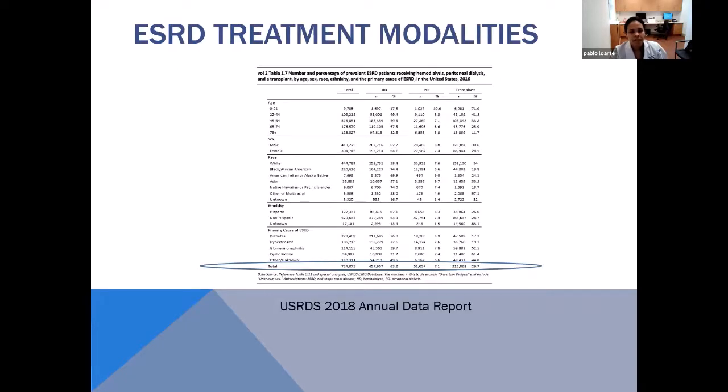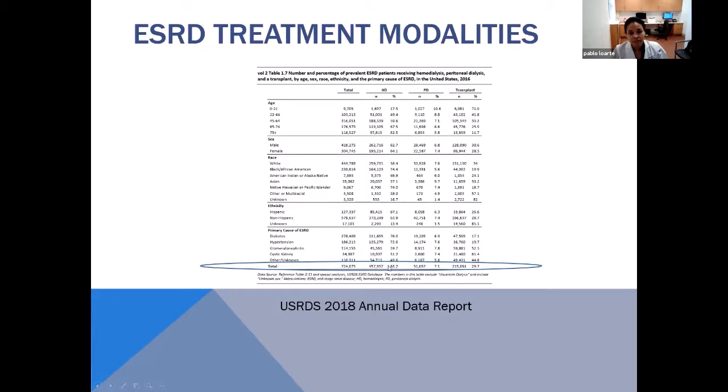So once a patient is diagnosed with end-stage renal disease, there are three potential options for treatment. They can receive hemodialysis. They could either go into peritoneal dialysis, or they could receive a renal transplant. These are the three methods of renal replacement therapy currently available.